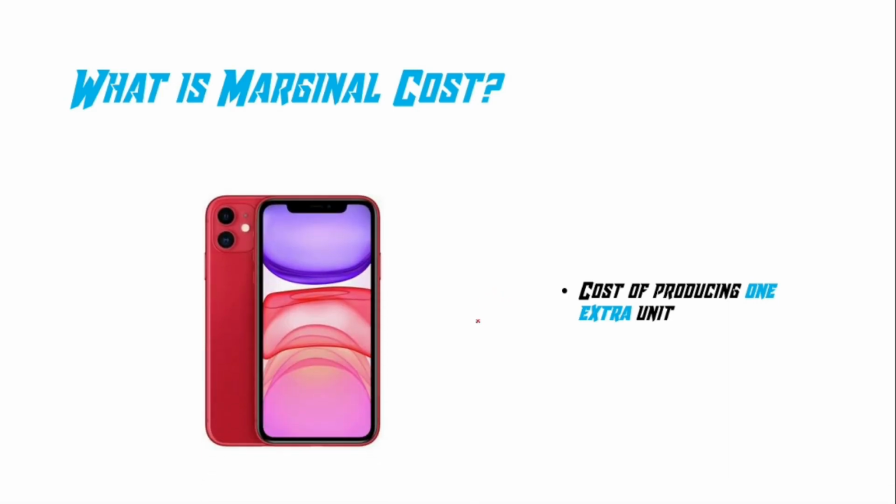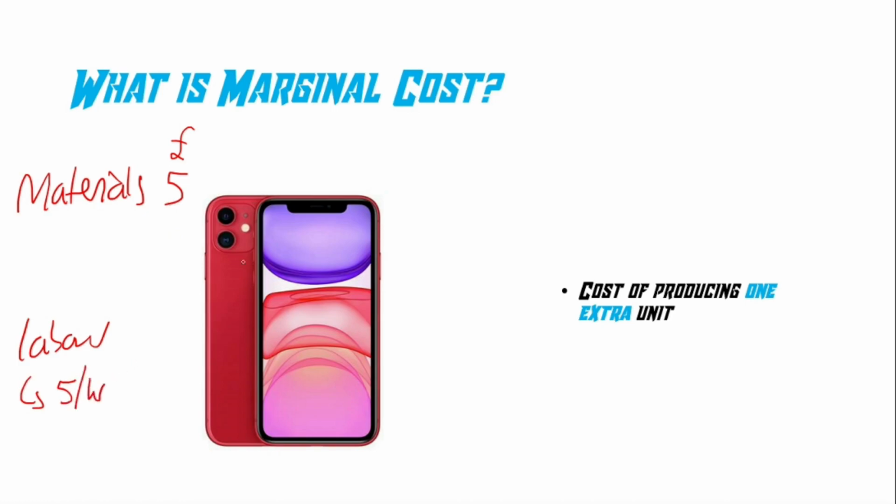So let's say we manufacture phones, and to make a phone we're going to have materials, and we're going to need labor. And let's say for materials it's going to cost us £5, and for labor the hourly rate will be £5 per hour, and on average it takes us 2 hours to make a phone. So to get the full cost of labor we're going to times this by 2, which will become £10. And to get the marginal cost we're going to have to add these two numbers together, which will become £15. And that £15 is a marginal cost, which is the cost of producing one extra unit.